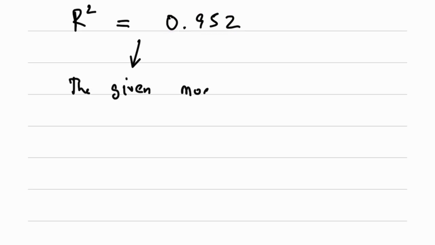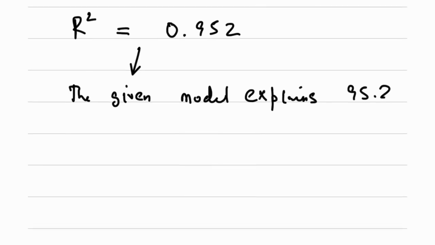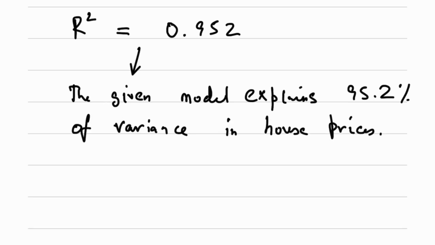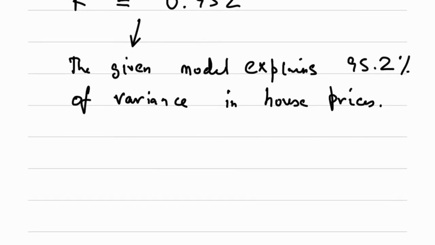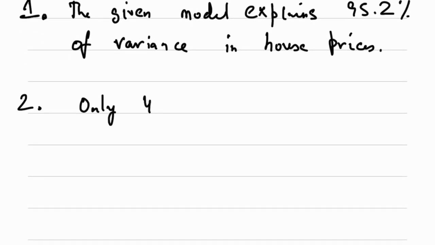The interpretation can be that the given model explains 95.2% of variance in house prices, and only 4.8% of variation is left unexplained.